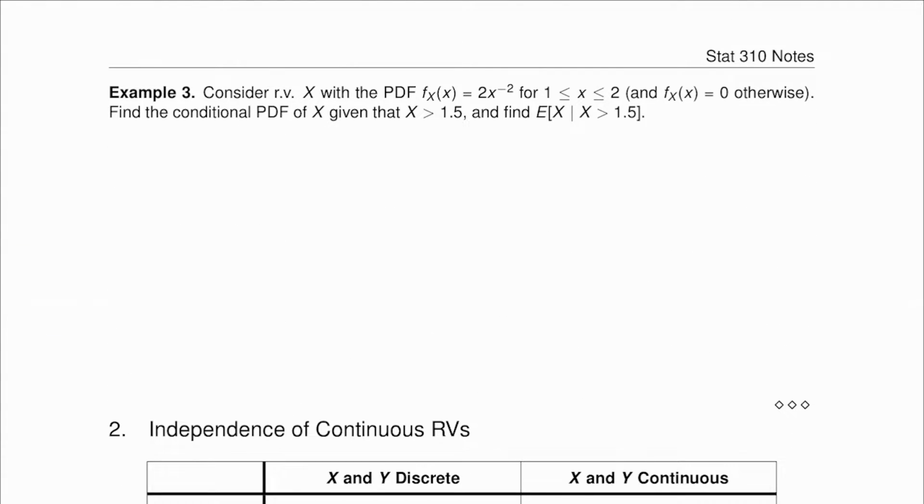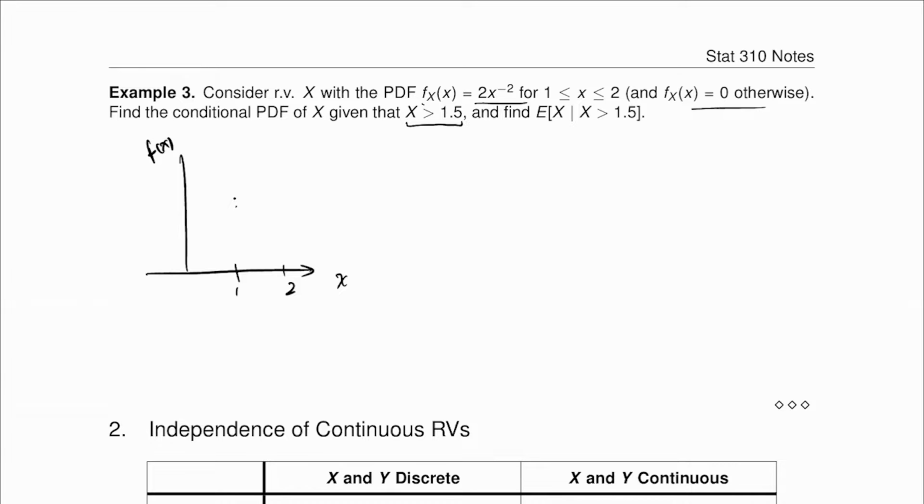Consider random variable x with PDF given by this formula for x between 1 and 2, and 0 otherwise. We have to find the conditional PDF of x given that we already know x is greater than 1.5, and then we have to find the expected value. Okay, let's see. We have that the PDF has this form. We have x here.